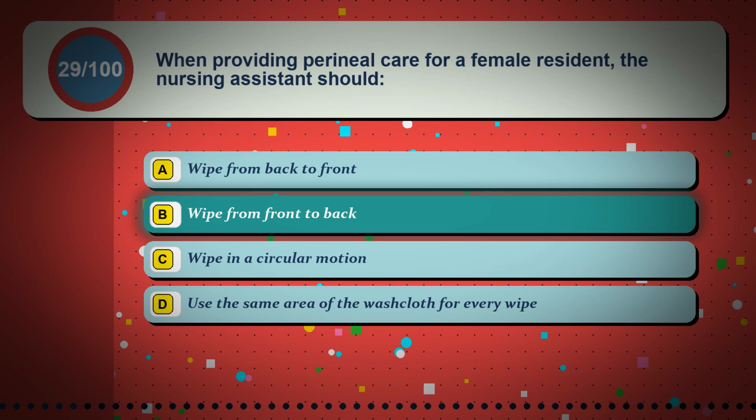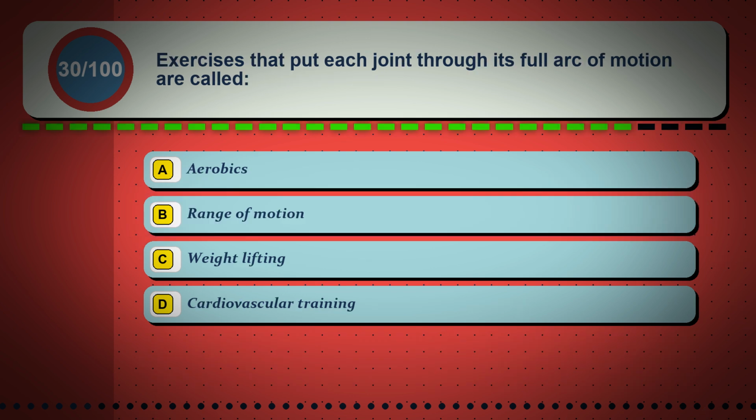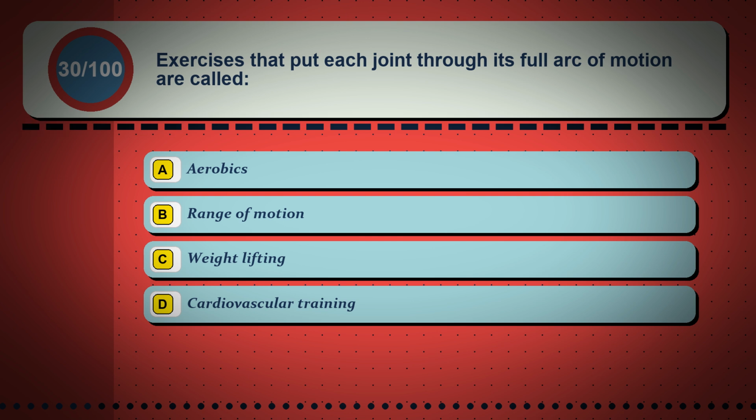The correct answer is option B, wipe from front to back. Wiping from front to back, cleanest to dirtiest, prevents the spread of bacteria from the anal area to the vagina or urethra, which could cause a UTI. Question 30. Exercises that put each joint through its full arc of motion are called: Option A, aerobics. Option B, range of motion. Option C, weight lifting. Option D, cardiovascular training.